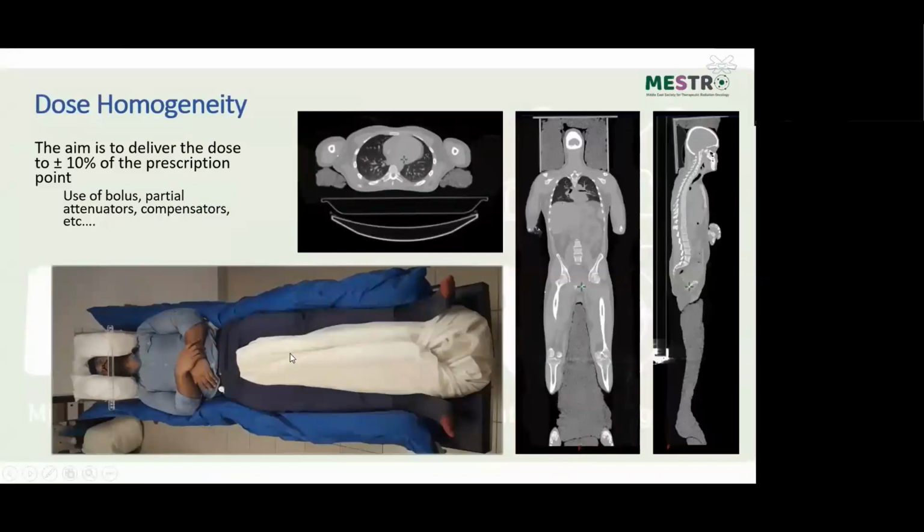Similarly, we put these rice bags between the two legs, and again you can see the CT of these. It's uniformly compensating the tissue deficit. Our aim is to deliver the dose within plus or minus 10%. So how can we achieve that without compensating the tissue deficit? Our challenge is how to compensate the tissue deficit across the body. So we made this jig to compensate the head and neck area, and this simple bag comprising rice to compensate the tissue deficit between the legs.